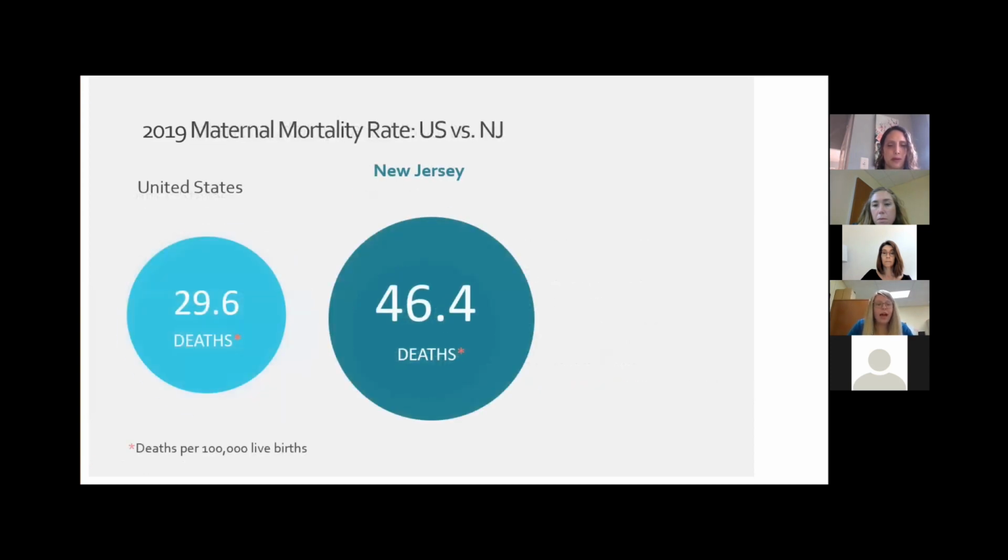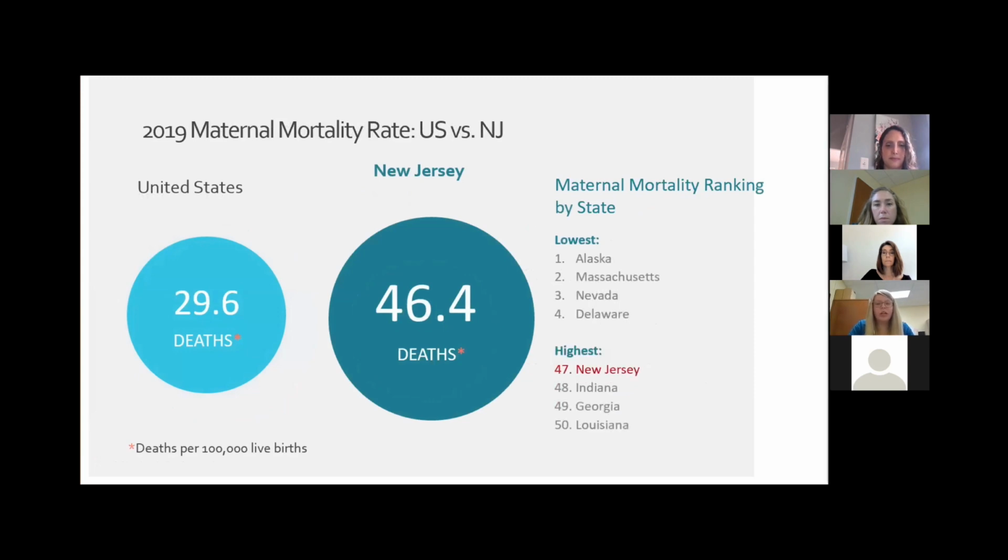So once we look at maternal mortality ratio and what that means, according to the United Health Foundation, the overall maternal rate in the United States and in New Jersey, respectively, was 29.6 and 46.4. These statistics, along with the infant mortality statistics, did not account for race. And we can see that our statistic for New Jersey is a lot higher compared to the entire country.